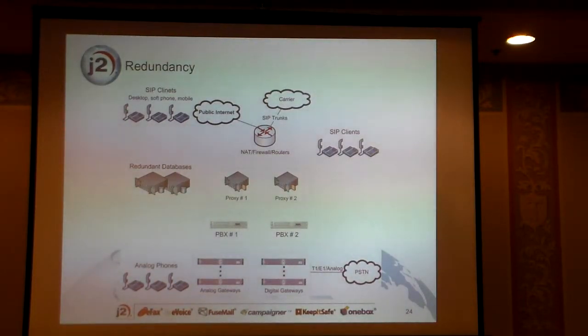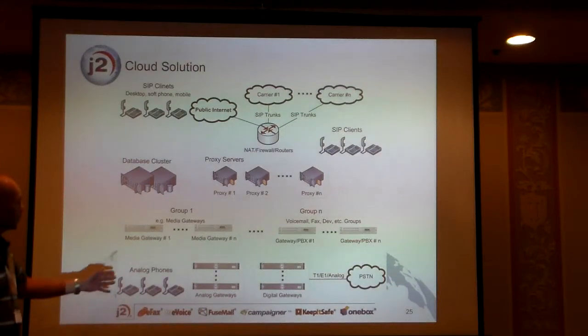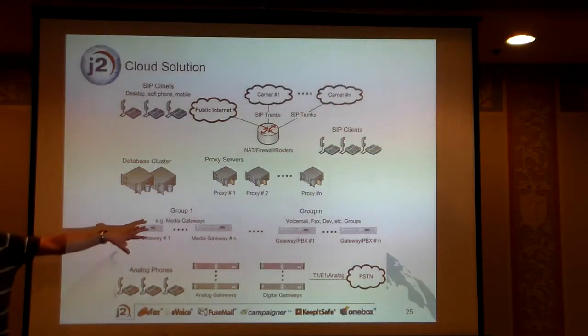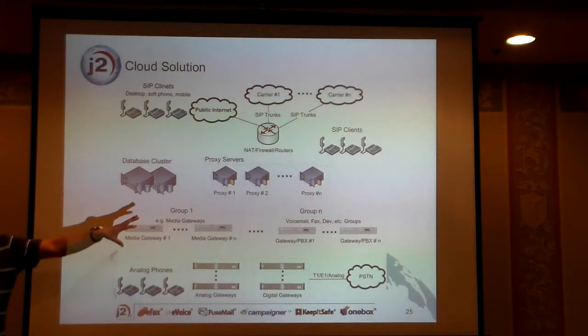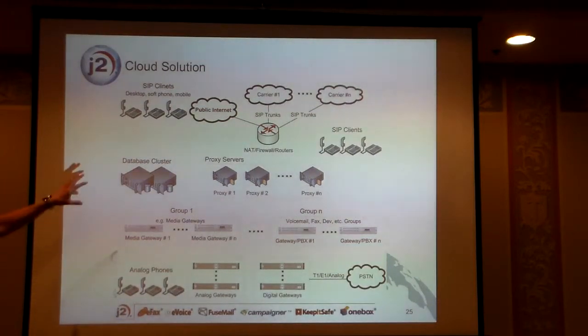So with redundancy, you would want to have redundant servers. But your cloud solution would look something like this. You would have a bunch of proxy OpenSIPS servers. You would have groups of your gateways, so your media gateways, your IVR servers, a group of servers that do your IVR, or maybe do your fax or your voice. And you have a database cluster, you have different carriers and different systems.